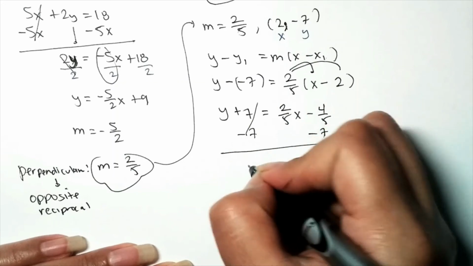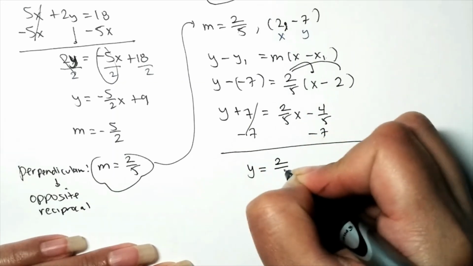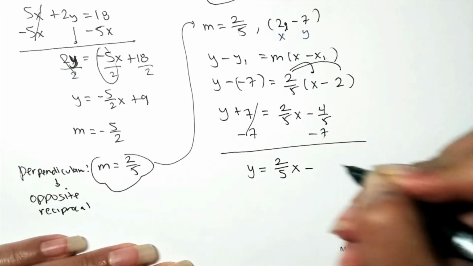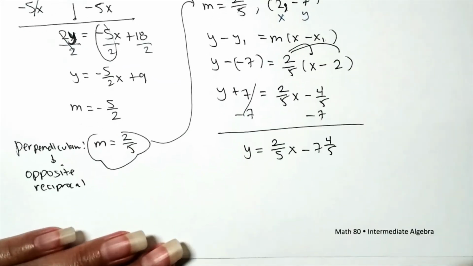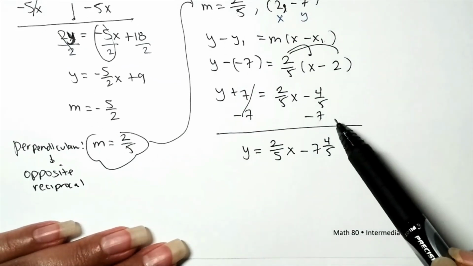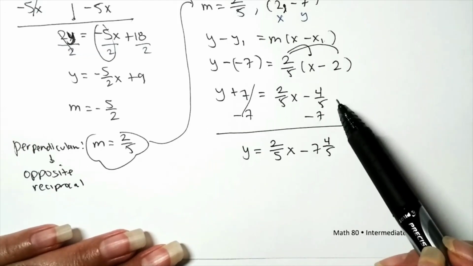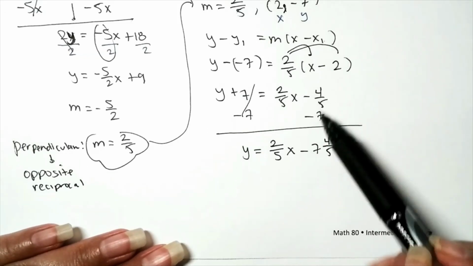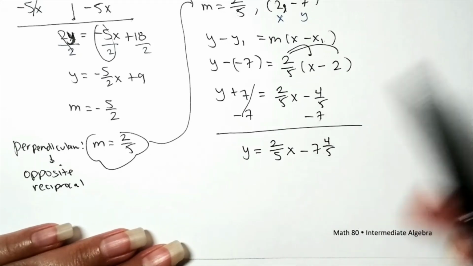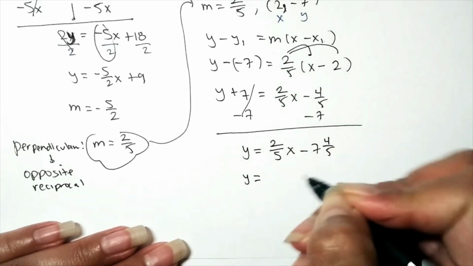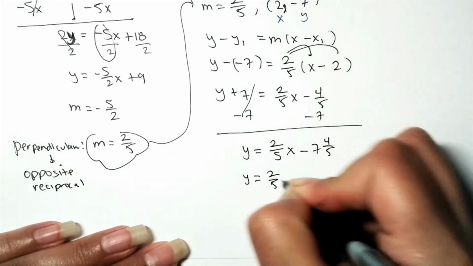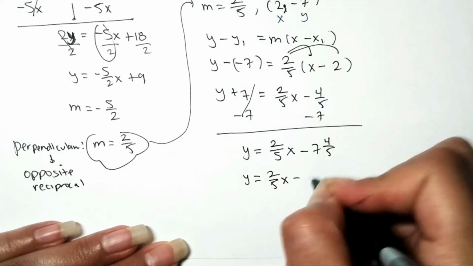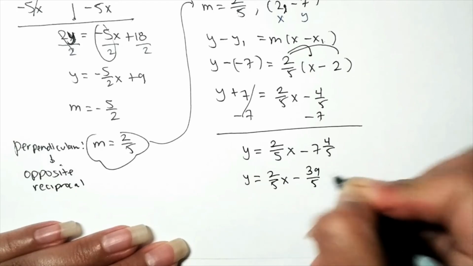And then that will give us y equals 2/5 x minus 7 and 4/5. Don't think I'm a genius. I'm not. The only reason why I was able to add some of these is because the signs are both negative, so we add them up, keep the sign. But if I were to do it by hand, as an improper fraction, I would have gotten y equals 2/5 x minus 39/5. Sorry, I was thinking.